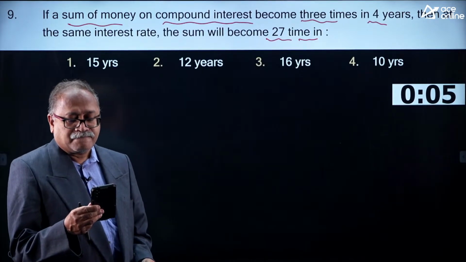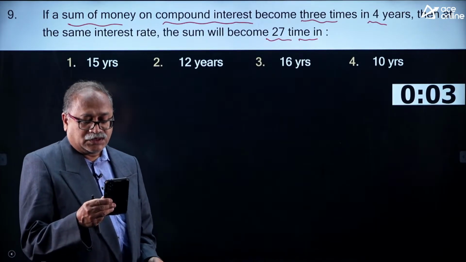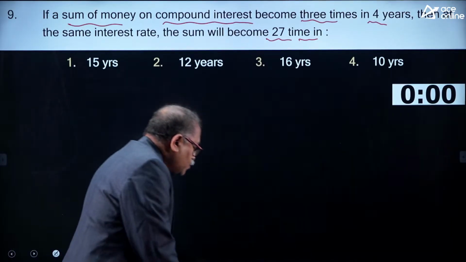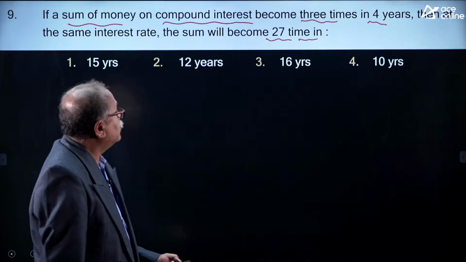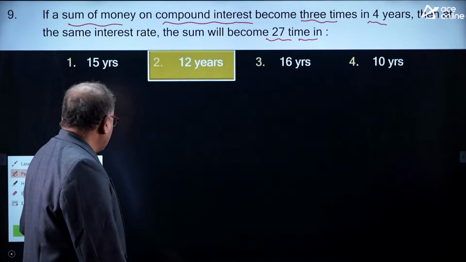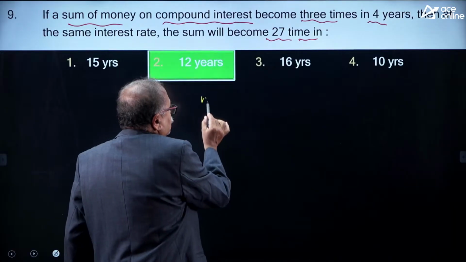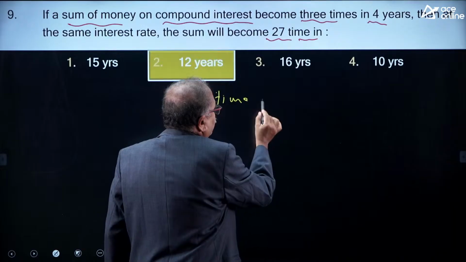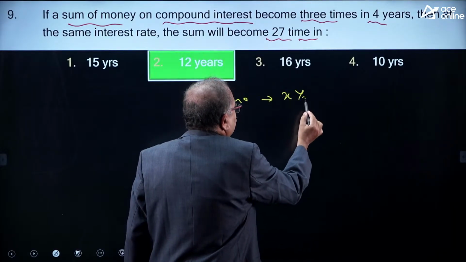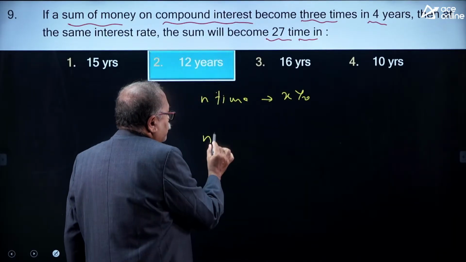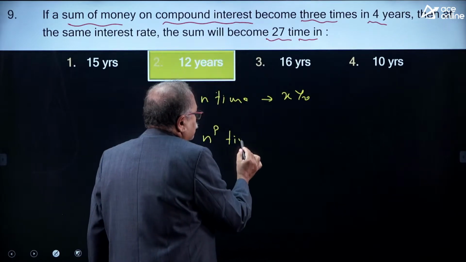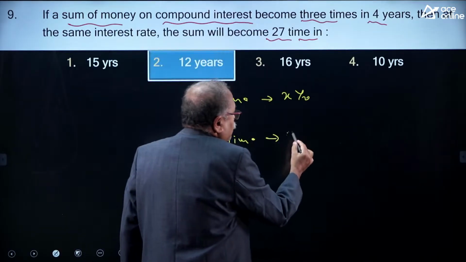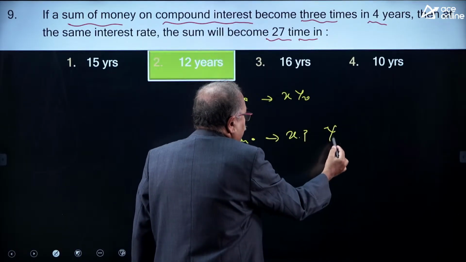Okay, fine. Still 16 seconds are there. 12 is the answer, option 2. At my end, the time is over. Let me check that it is right. So, you must be knowing, if for n times it takes x years, then for n to the power p times, how many years will it be? x into p years.